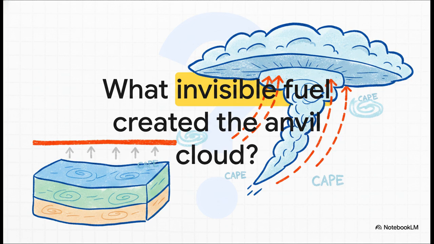So, the next time you look up after a storm has passed and see that towering, flat-topped anvil cloud spreading across the horizon, I hope you see way more than just weather. Will you wonder about the invisible atmospheric fuel, the CAPE, that stubborn capping inversion, and the explosive updrafts that all work together to create it? Understanding the invisible science playing out above us just makes the sky that much more incredible to witness.